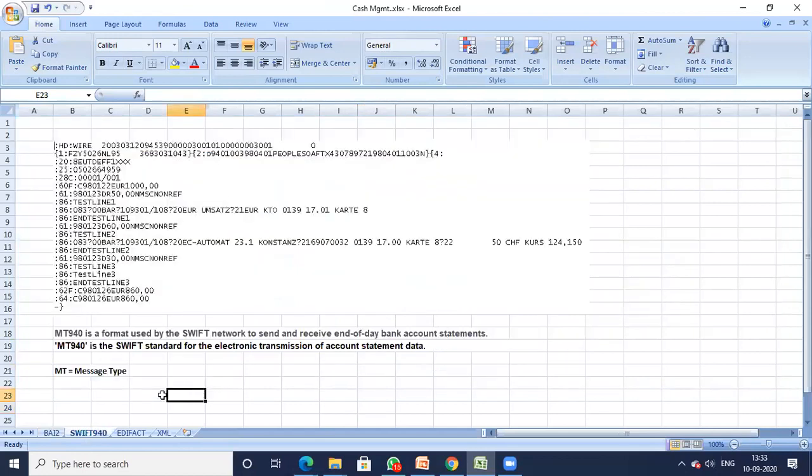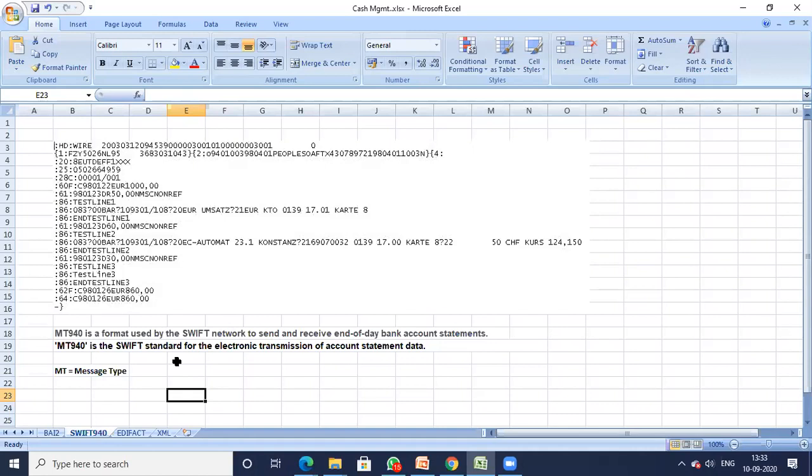And then you have Swift 940. Now, what is Swift? Finance students must know Swift transactions, as people generally tell you. Have you heard? It's a banking terminology. Ravi, do you know about it?